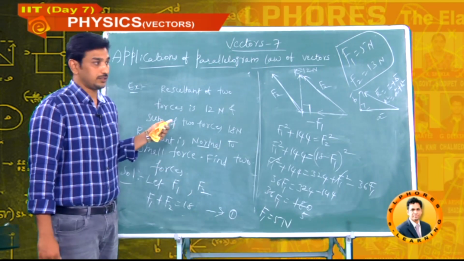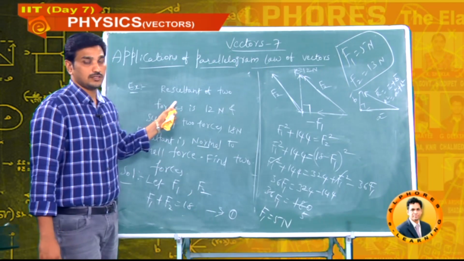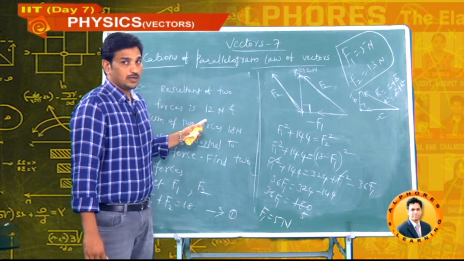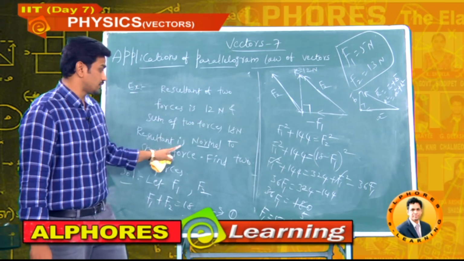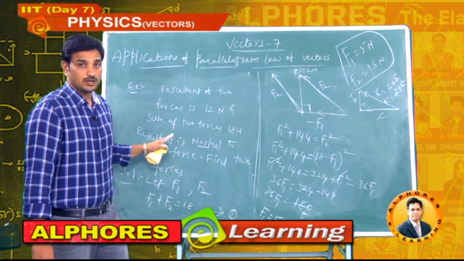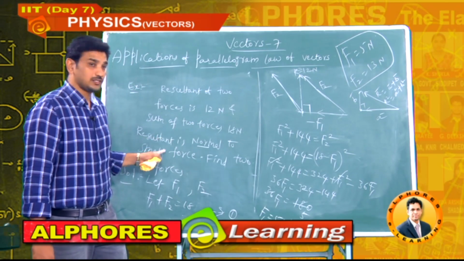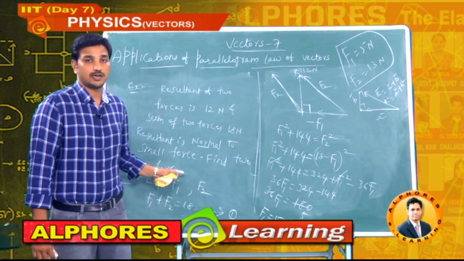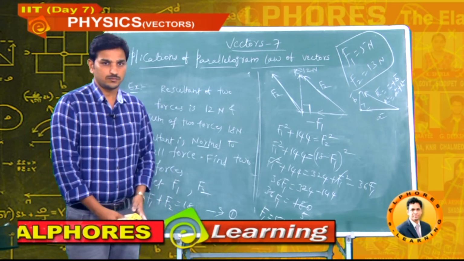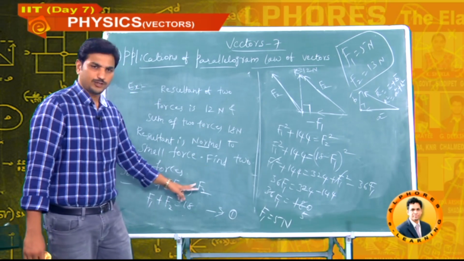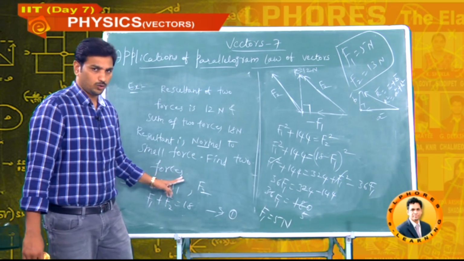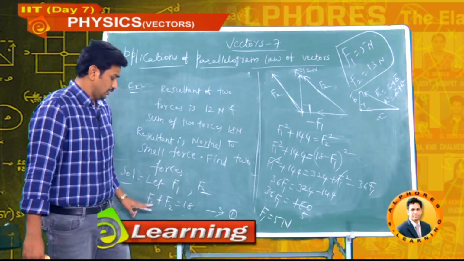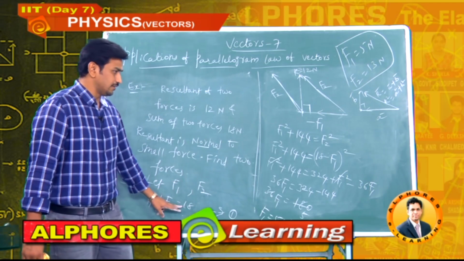The only thing is you should try to understand the question, what is given in the question. The resultant of two forces is given as 12 newtons. The sum of two forces is mentioned as 18 newtons. The resultant of the two forces is perpendicular to the smaller force. Now they are asking to calculate what those two forces are. Simple. Let the two forces be F1, F2, which I don't know. Given in the question, F1 plus F2 is 18.